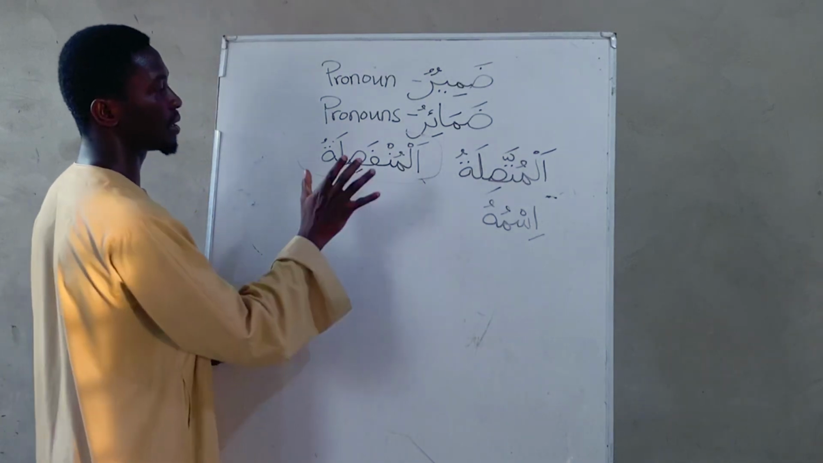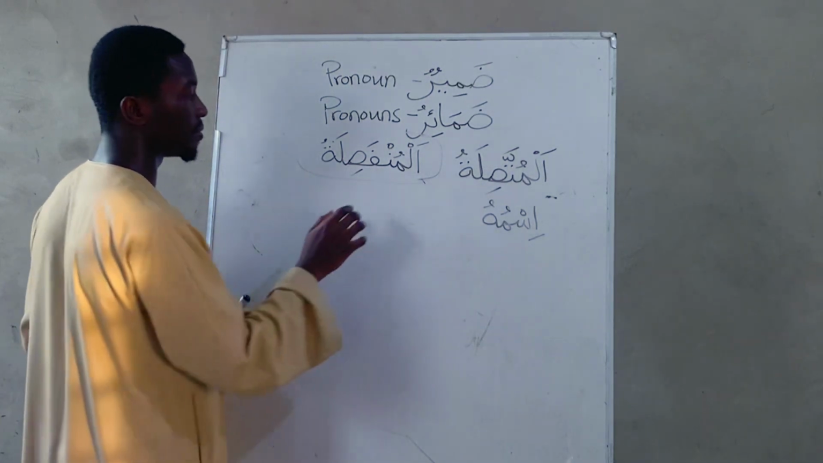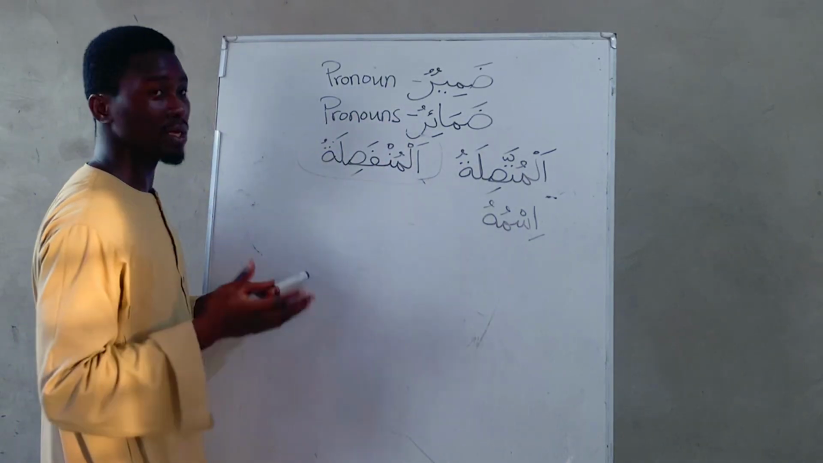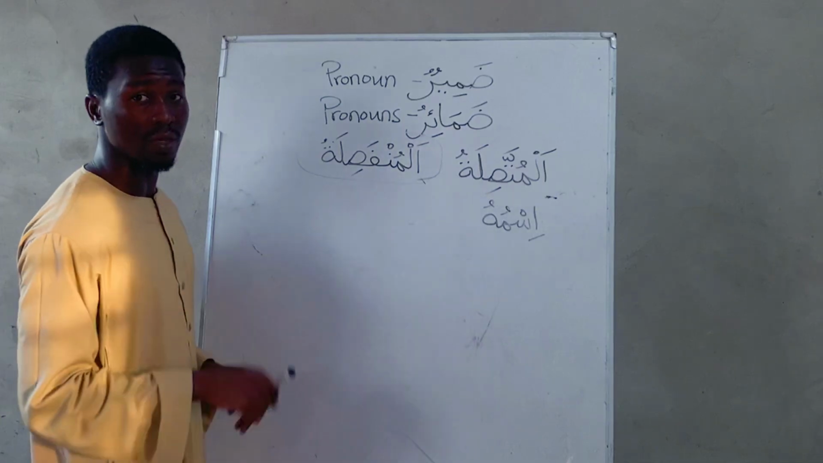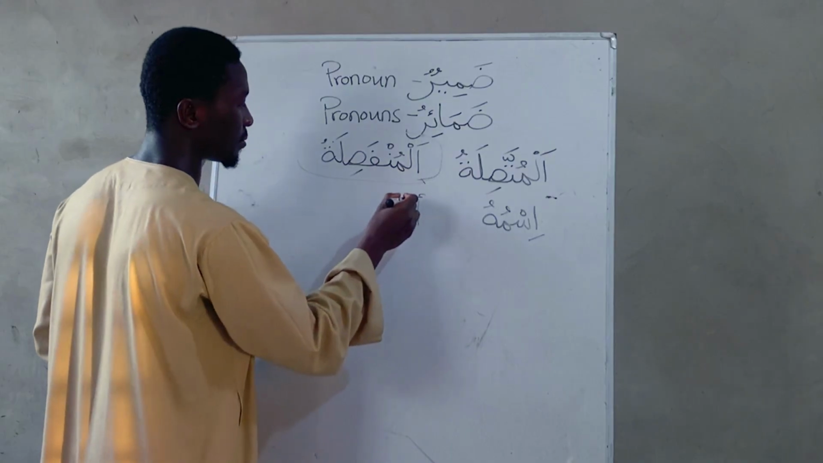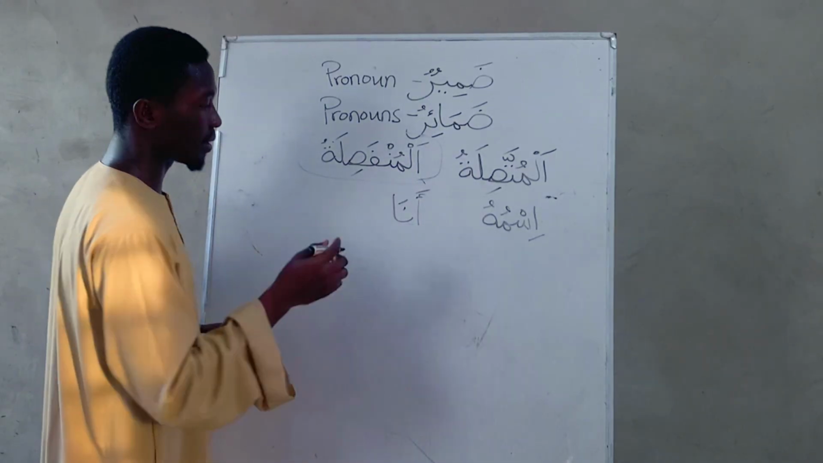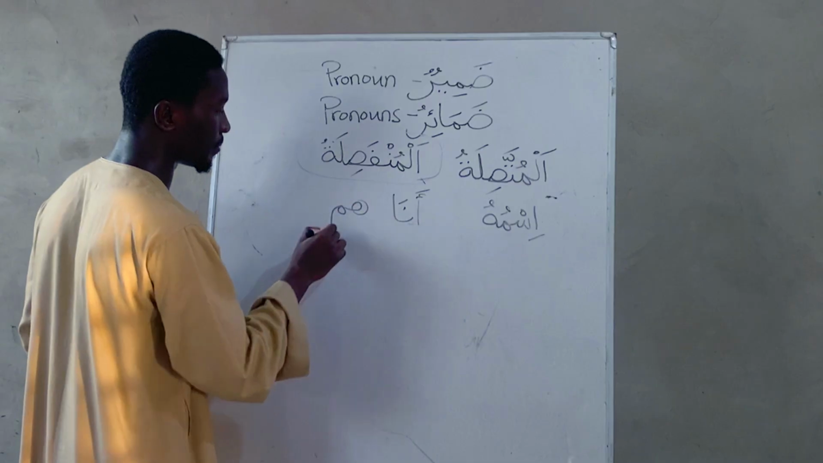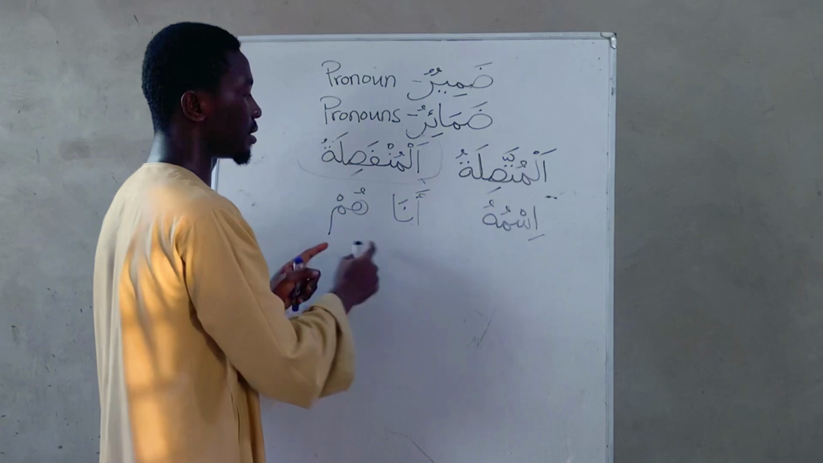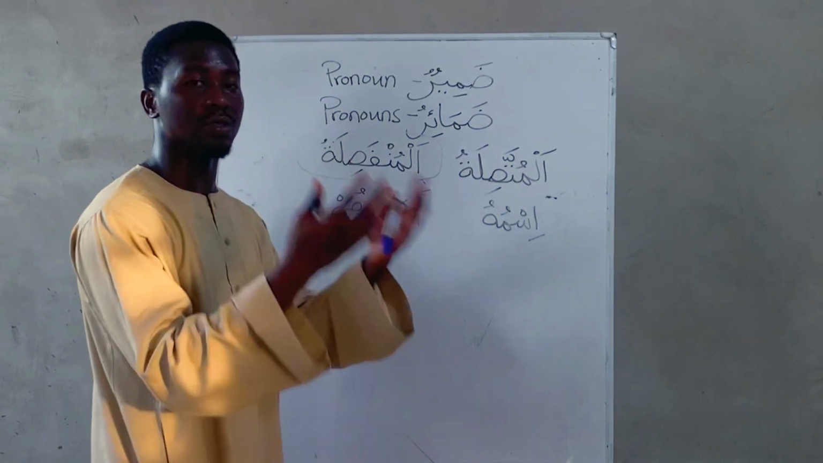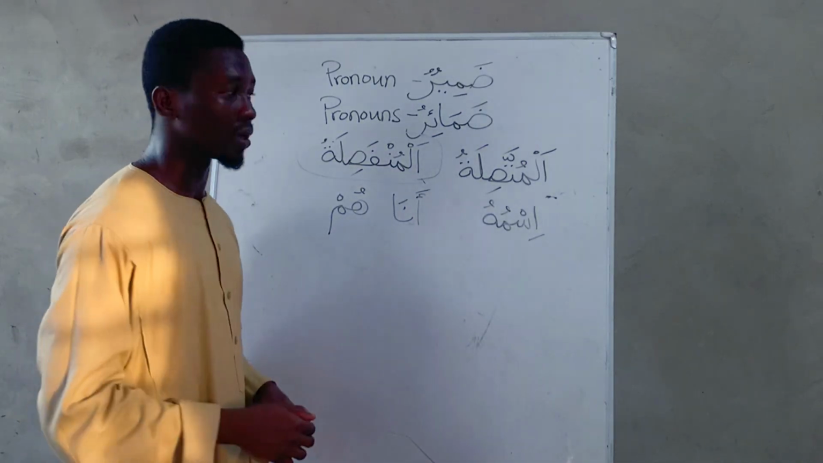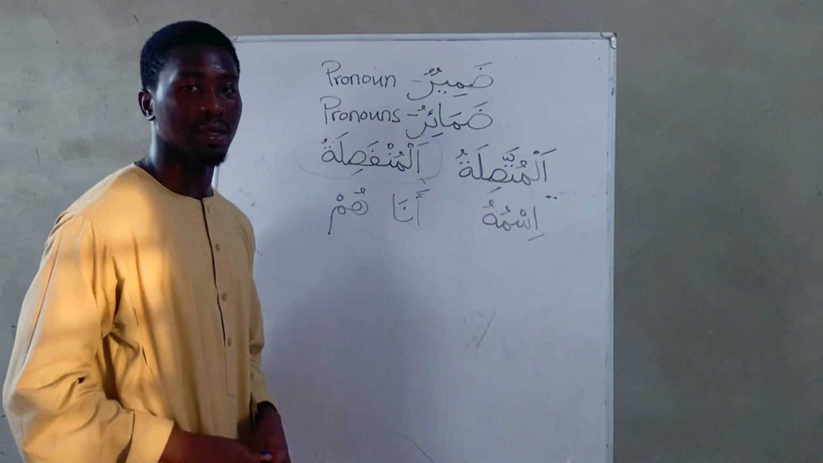If we say damir munfasil, we mean a stand-alone pronoun. In this case, we have many, and those are the ones we are learning today. So we have an example like ana, I, and an example like hum, which means they. We will focus on these ones and leave the others for future lessons. Over time, we'll be learning them more and more, inshallah. So we are going to start.